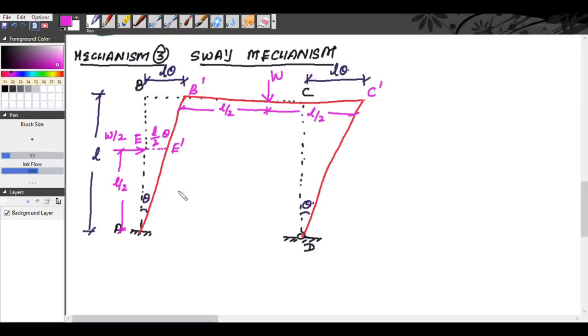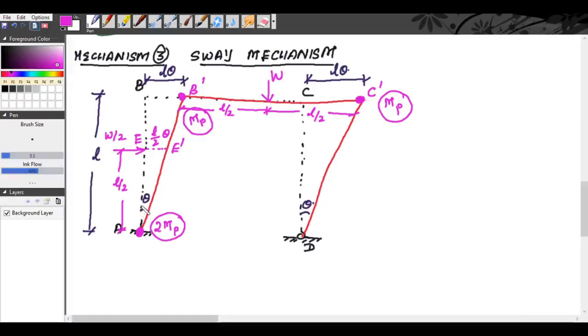Okay, now this is subjected to theta at A. The rotation at D is also theta. So the hinges are formed at A, at B, at C and at D. There is already a hinge at D, so that will be a mechanical hinge. Okay, so the plastic hinges are at A, B and C. The plastic moment at A is 2 times MP. Plastic moment at B is MP. Plastic moment at C is MP.